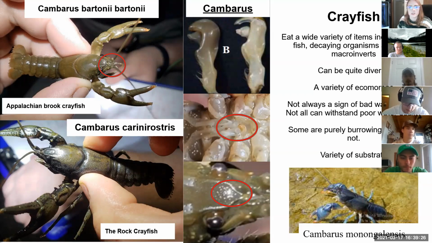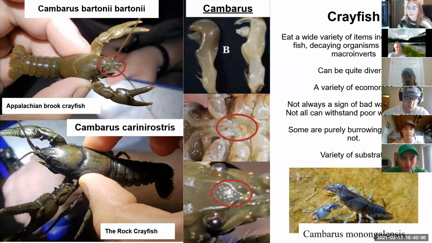I just wanted to include two different species that I see commonly. Cambarus bartonii, I see this one quite often in my samples. And then we have Cambarus carinirostris, sorry, that's the rock crayfish. That one actually just appeared in my samples last year, which is really exciting because that means we are beginning to mimic the environment that was completely wiped out by acid mine drainage in the stream prior. We're not sure if it came in from a side stream or if it was a bait bucket introduction, but it's pretty cool that we're seeing some diversity there.